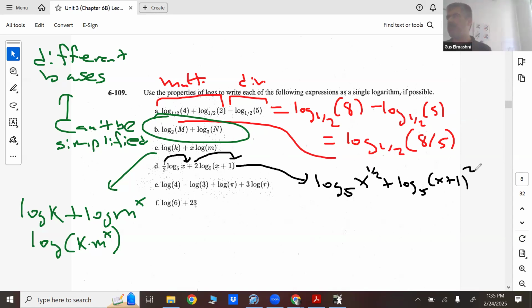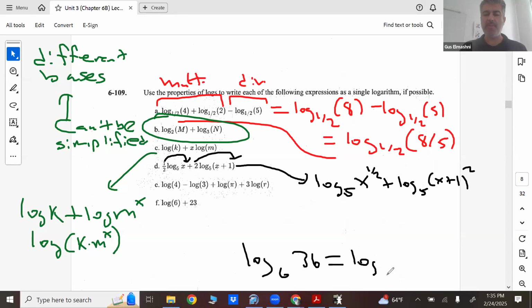So just accept it. We did see why it worked, because remember I did this earlier? I'll do it one more time. Remember we had this, right? And then that becomes 2 log base 6 of 6, and 36 is 6 squared. So that's why we can do that. We can move that 2 back. That's a property we're allowed to do.